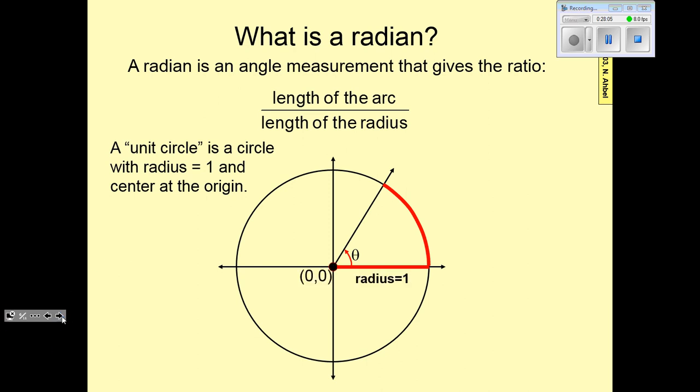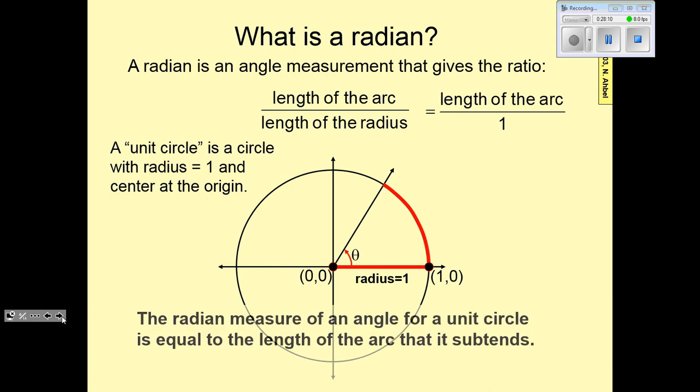Radius 1, 0, 0, 1, 0, length of the arc divided by 1. The radian measure of an angle for a unit circle is equal to the length of the arc, and this is just a fancy word, the length of the arc it subtends. It's just the length of this arc that gets cut out, intercepted, cut off by that angle, or subtended by that angle. That's just a really fancy math word for the angle that goes right through the circle and cuts that little piece of the circle out.